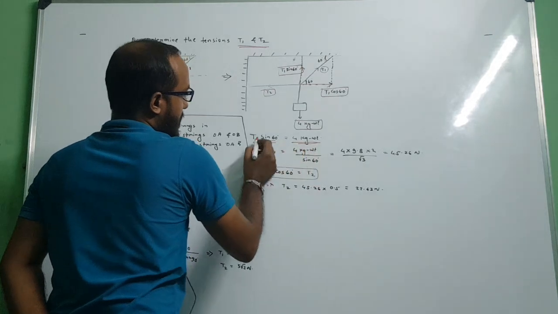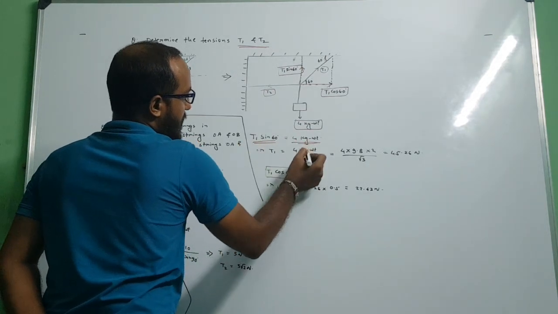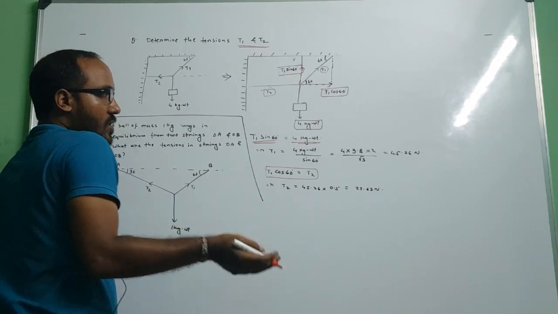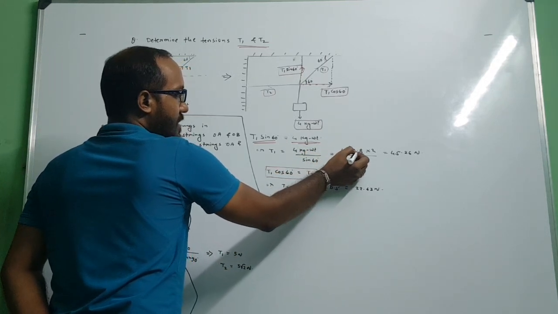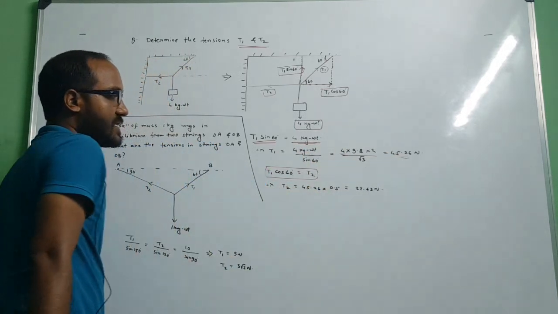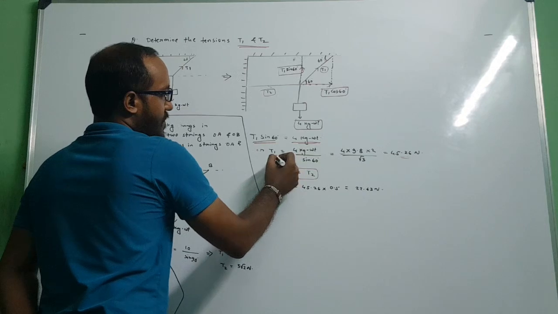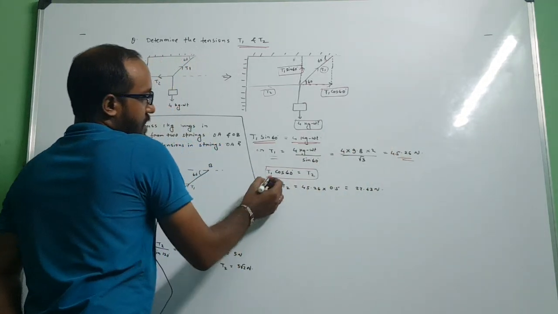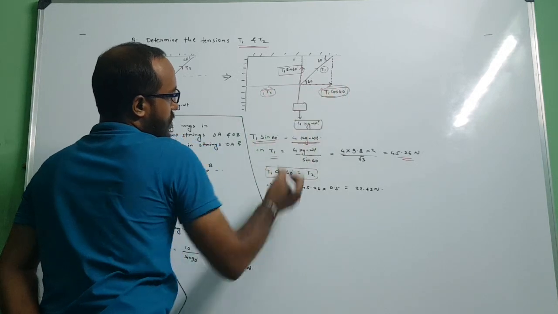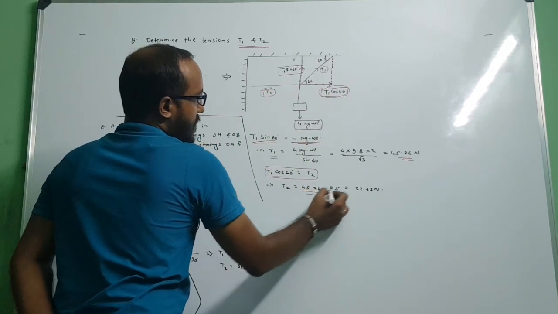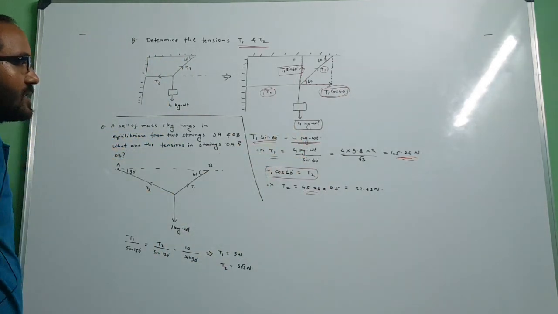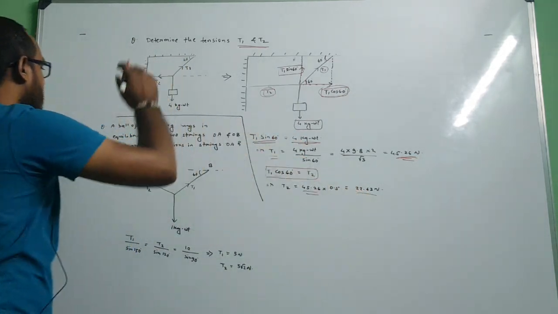So T1 is 4 kg weight divided by sin 60. If you want to find it in Newton, then that should be 4 into 9.8, and sin 60 is root 3 by 2. So you calculate 45.26 Newton. Since you have already calculated T1, T1 cos 60 equals T2, so T2 should be equal to T1 cos 60. We have found T1 as 45.26, so T1 into 0.5, you will get 22.63 Newton. That's all you have to find out.